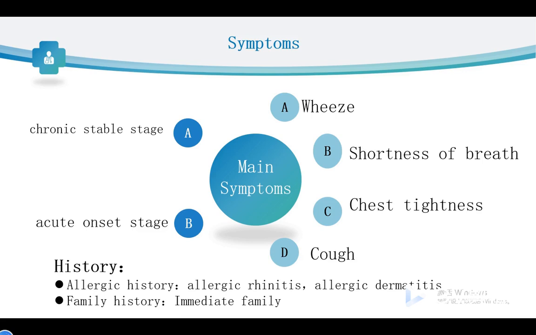And furthermore, we also need to focus on the history of the patient. Patients with asthma usually have other allergic histories, including allergic rhinitis, allergic dermatitis, and so on. And about the family history, asthma usually occurs in their immediate family.